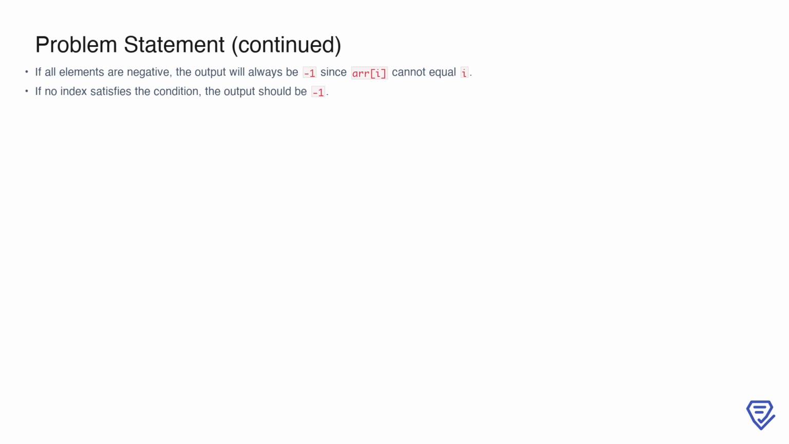Finally, let's address a couple of edge cases. If all elements in the array are negative, it is impossible for any index to satisfy the condition arr[i] equals i, so the output will always be -1. For example, if the array is -10, -5, -1, no fixed point can exist. Another edge case occurs when no index satisfies the condition at all, as we saw earlier, and in such cases, the output should also be -1. These observations can help us reason about the problem and handle special scenarios correctly while implementing the solution.